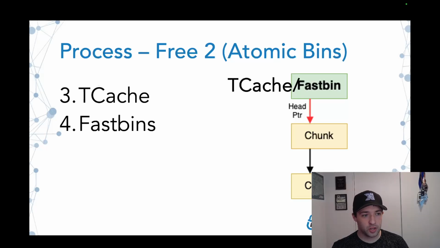The next two it checks are the Tcache and fastbin. If it is in the Tcache size and the Tcache for that size isn't full, then it will put it in there. After that, it looks in the fast bins if the chunk will fit in the fast bins. And this is particularly important for understanding how the free process works.